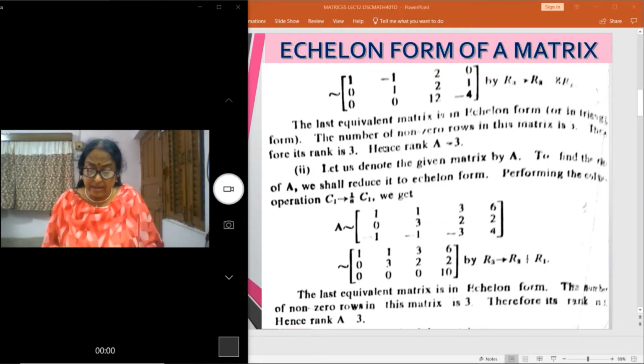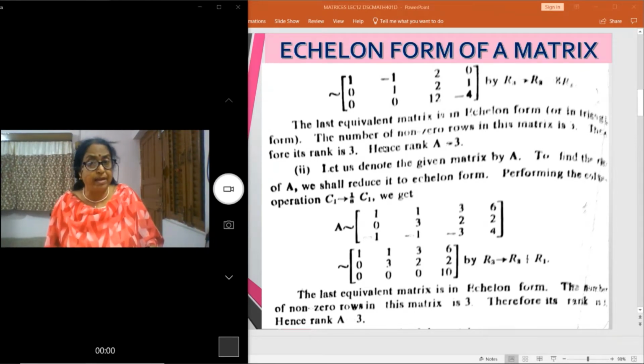Now we want to get the rank of this matrix. Since it is a 3 cross 4 matrix, the maximum rank should be 3, and that will be only when the determinant of a 3 cross 3 submatrix is not equal to 0. So we can see that the value of this determinant is not equal to 0 if we take a 3 cross 3 matrix, so it is of rank 3.